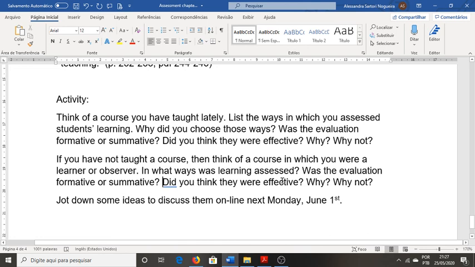Okay, so the activity is just for you to take notes, to reflect on your own experience as teacher or as learners, your own experience related to evaluations. Okay, let's focus on English, right? But you can think of other courses at UNIMEP too. But let's focus on evaluating the English language, okay? Performance in the English language.